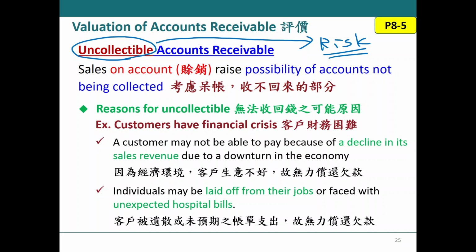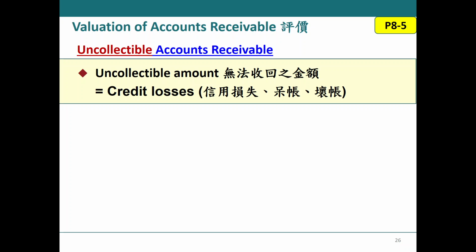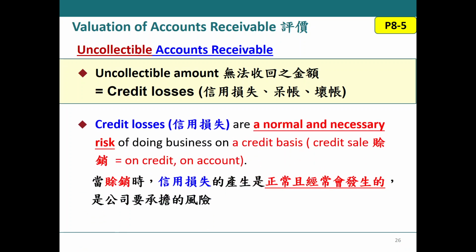Okay, so for this risk on collectibles, also we call it credit loss, 信用损失. So when we talk about credit loss, means the amount we cannot get back. Okay, so credit loss means the amount we cannot get back. Okay, so it's the risk we talk about. So when someone owes you money and they cannot pay back, so always we have this risk, credit loss.